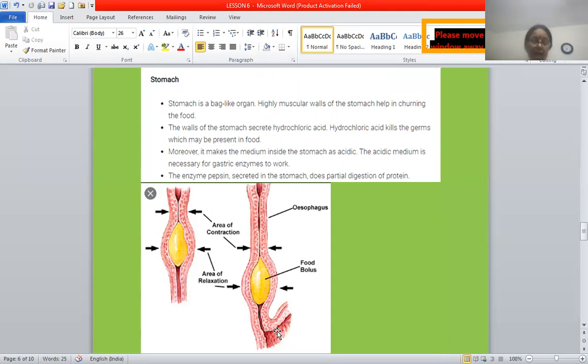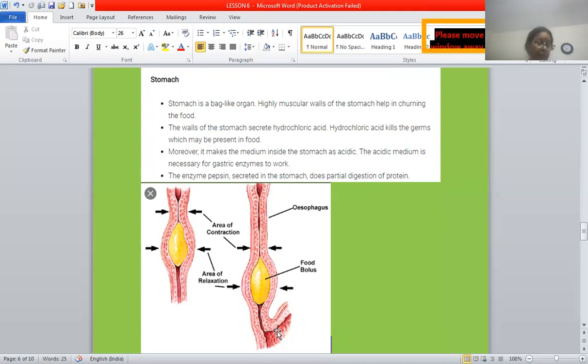What does the stomach secrete? It secretes a digestive juice called gastric juice. Now this gastric juice contains HCl, mucus and an enzyme pepsin. Now, one by one, we'll study the function of all 3.